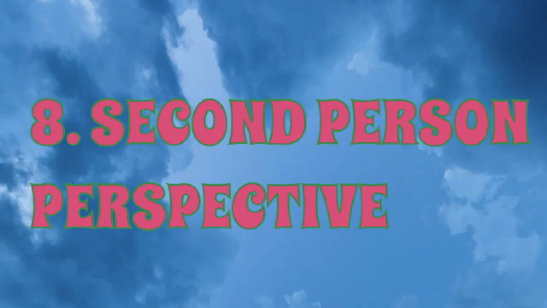Number 8. Second person perspective. You pet the cat because you think it's cute. This is someone telling another person how they think, how they feel. Second person perspective is well and truly used for gaslighting when we talk about narcissism.